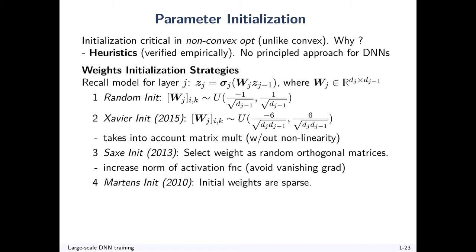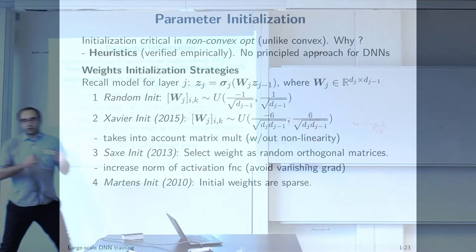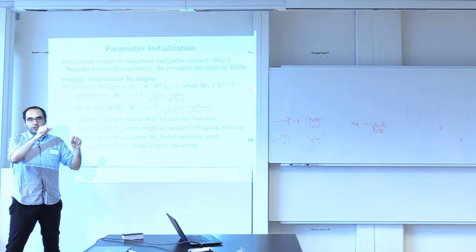So one is this random initialization. What do they do? You pick each element independently from the other elements according to a uniform distribution with that width. The uniform distribution is minus one over square root of Dj minus one, to one over square root of Dj minus one. That's it. You take every layer, every matrix of each layer, and pick each element independently of the others according to this distribution.